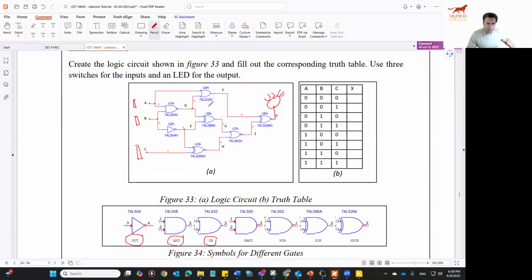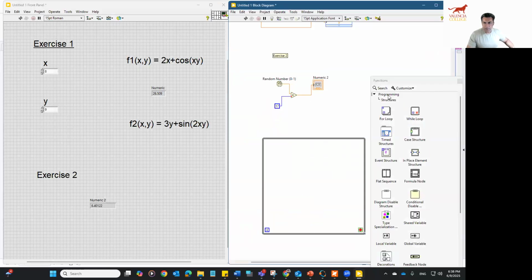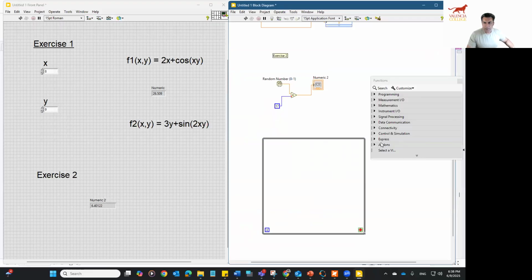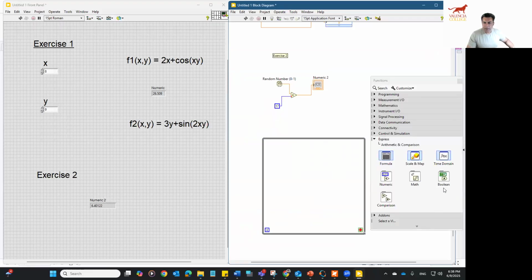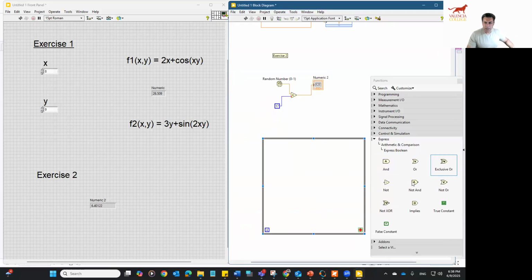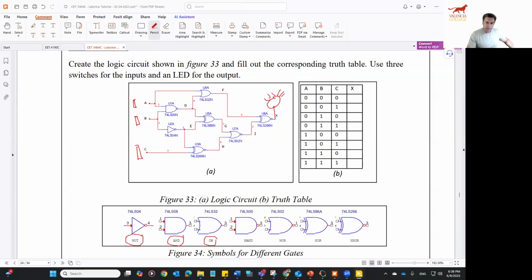So make sure you look at the number, identify the gate, and then pick up that gate from the comparison library, where was it? Express, comparison, and Boolean. So here are all the gates right here. Make sure you look at the name of the gate based on the number, pick up that gate and connect them together. Use 3 switches in the front panel, use an LED in the front panel, and then test all conditions and fill out this table.